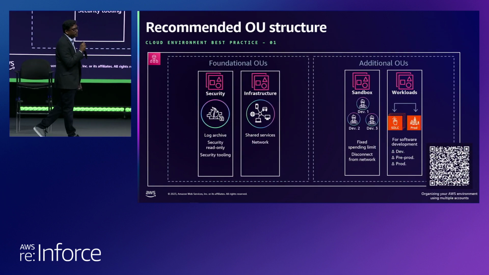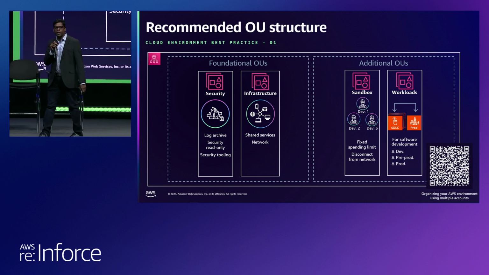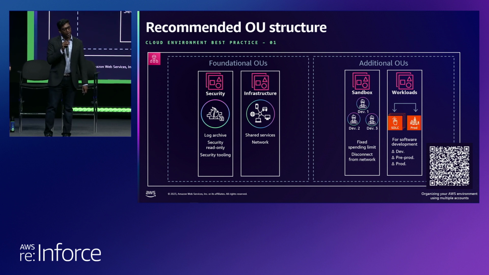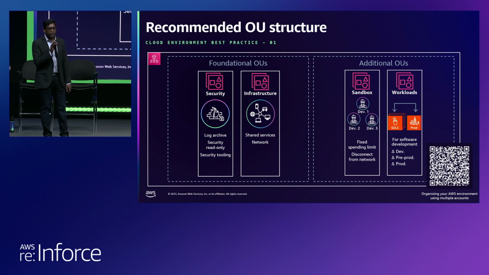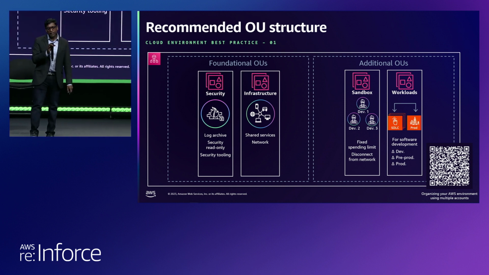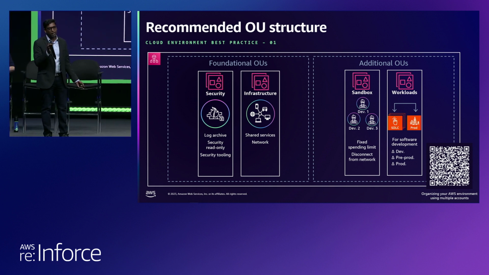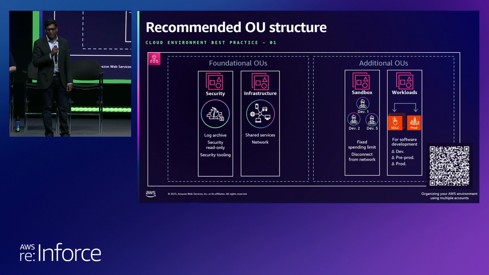Start with foundational organizational units. So these are your security OU and infrastructure OU. Underneath the security organizational unit, you will find a centralized log archive account, as well as your security accounts. Your security accounts can contain tooling like the config aggregator, and also act as a break glass account in the event of an issue.